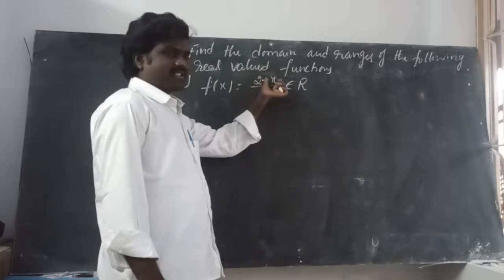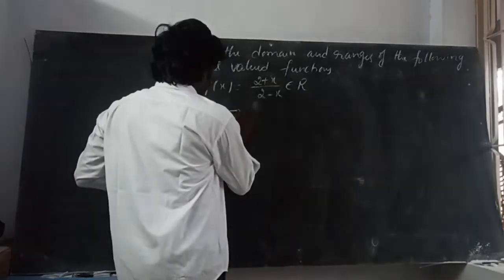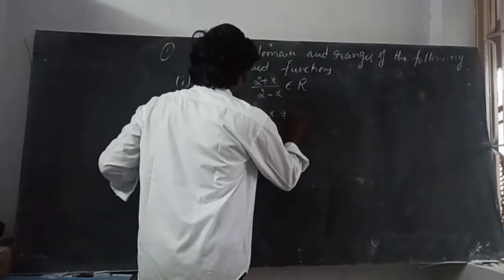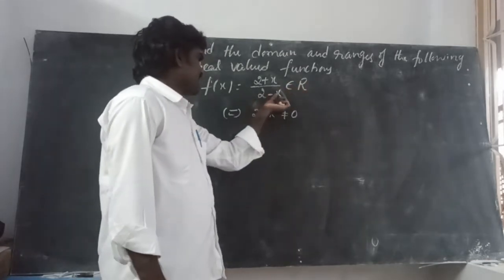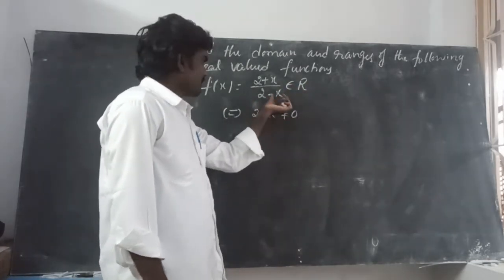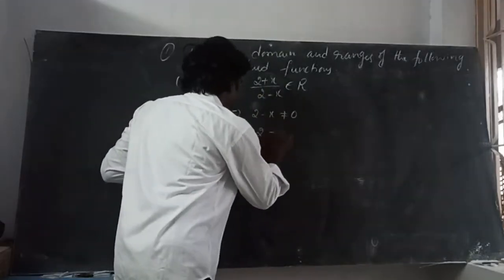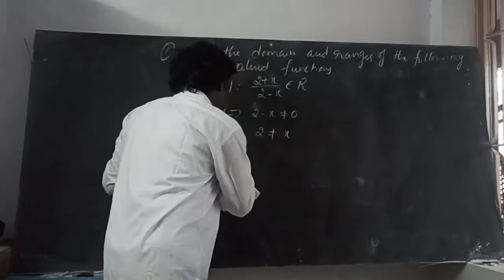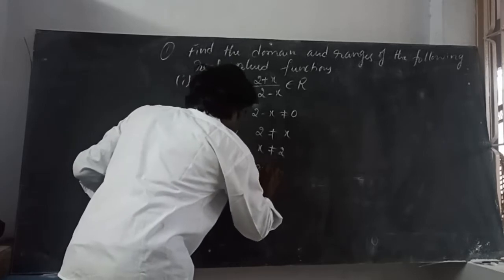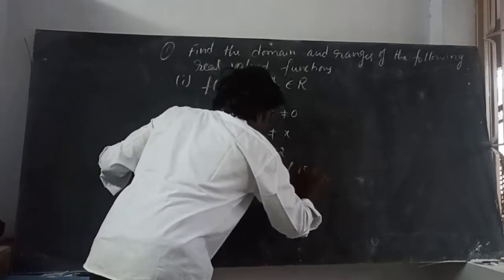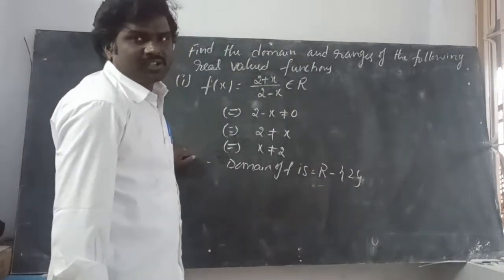So (2 plus x) by (2 minus x) belongs to R. Here 2 minus x is not equal to 0. When it is a real valued function, 2 minus x is not equal to 0. If it is 0, it is not defined. Minus x goes to the other side as plus x, so x is not equal to 2. Therefore, domain of f is R minus {2}.